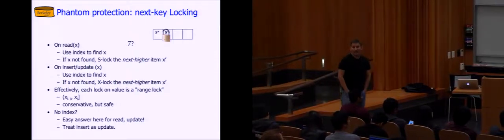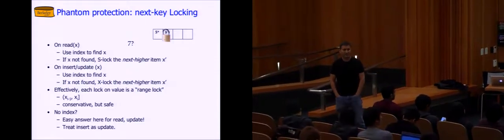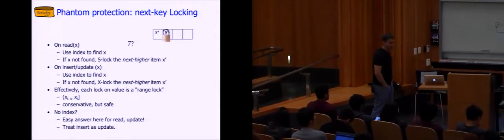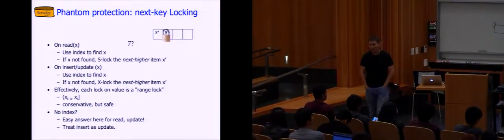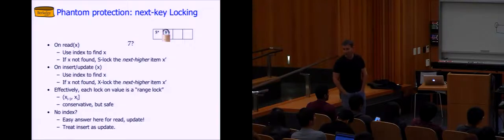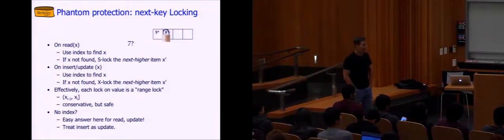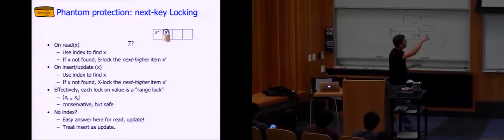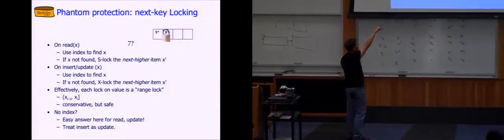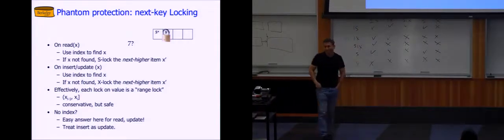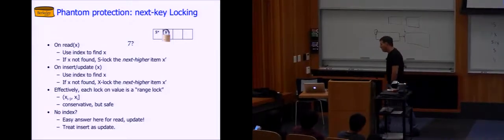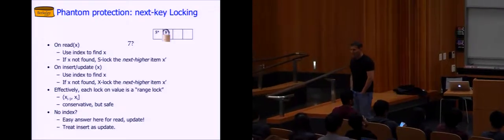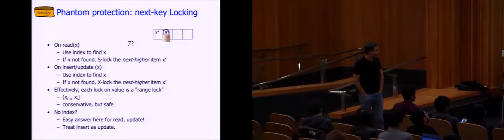And guess what? I run into your read lock. So your read lock effectively locked everything between the key lower than what you were looking for and the key higher than what you were looking for. Okay? So effectively, each lock of a value is a range lock. If you lock 8, what you've really succeeded in doing is locking everything bigger than 5 up to and including 8. So we're treating locks in the tree of individual values as locks of a range of values.